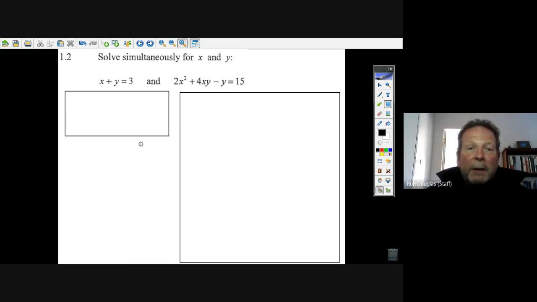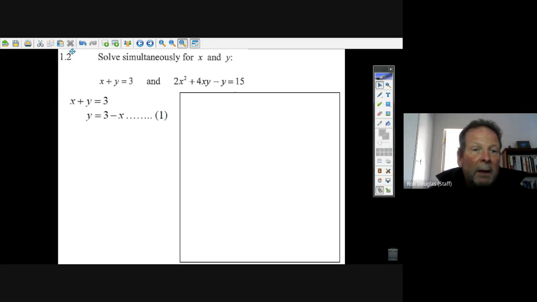Our first step is to make one of the variables the subject so we can substitute it in here. You could make x the subject, you could make y the subject. But in the memo, what they do is they make y the subject. So all they do is subtract x from both sides, they get y equals 3 minus x.